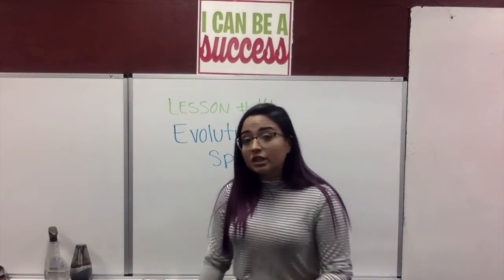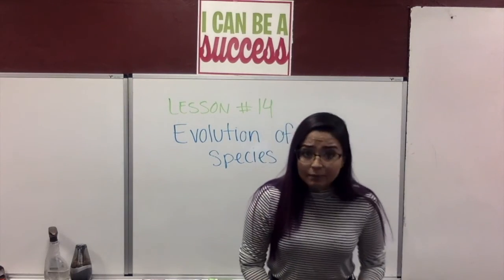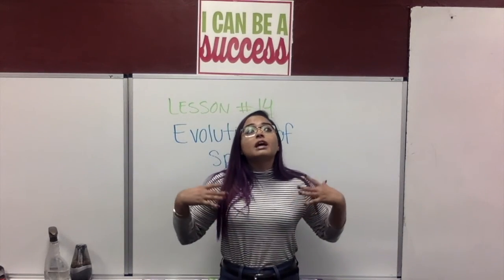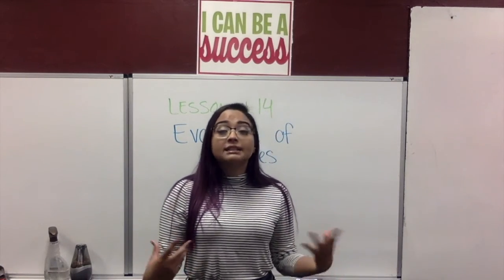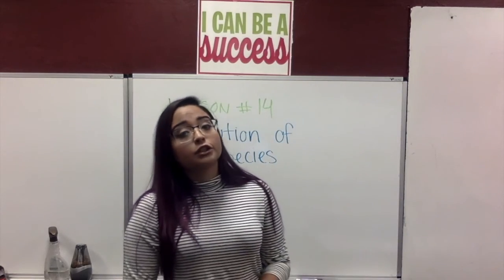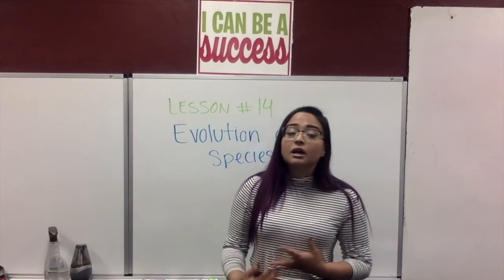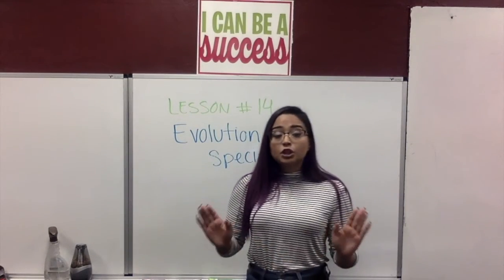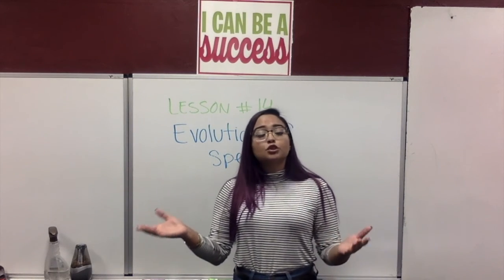That being said, we're talking about the evolution of species, how it happened, why it happened, so on and so forth. So evolution happens so species can adapt to their environment in order to survive, in order to live better, have better outcomes of survival, so on and so forth. So, for example, let's use mice.